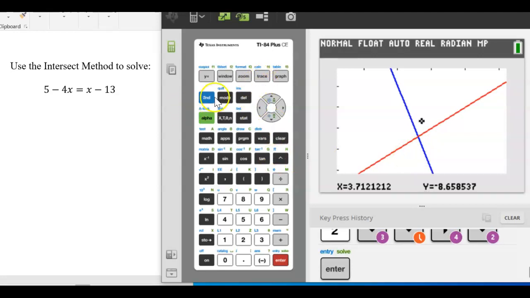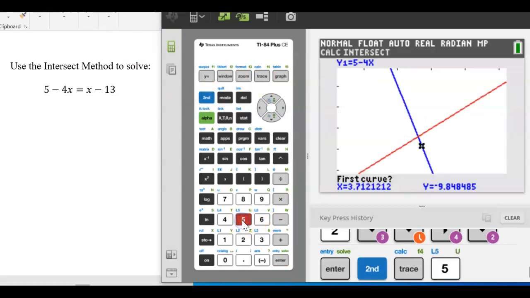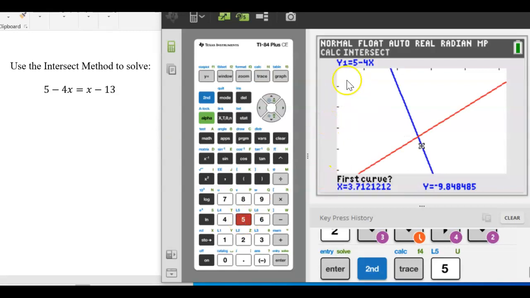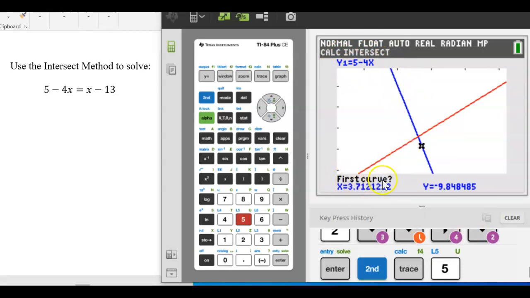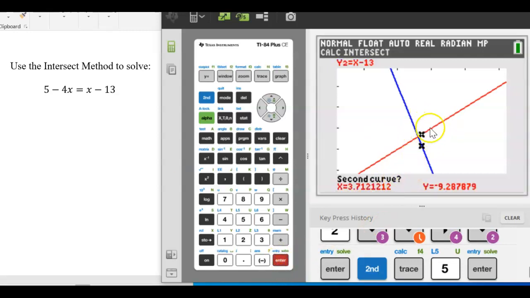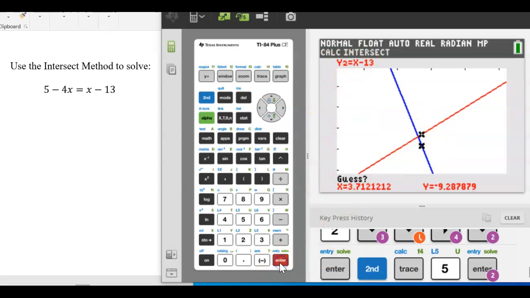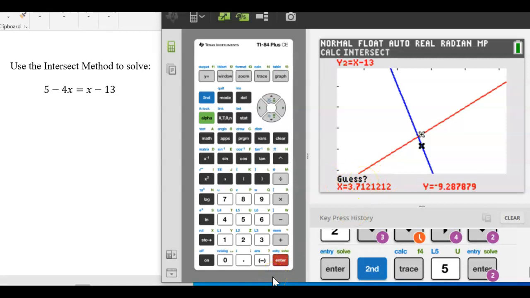Now, I'm going to second calc again so that I can get back to my intersection. So I'm going to hit 5. Up here at the top, it says y sub 1. Notice it's blue. So yes, right now my calculator is asking me if I'm on the first curve, and it calls it a curve because usually we're on quadratics or something else, but yes, we are. So we're going to hit enter, and we want it to intersect with the second curve, and so we are now on the red equation, the second curve. Hit enter, and now it's asking, do you want me to guess where that intersection is? The answer is yes.